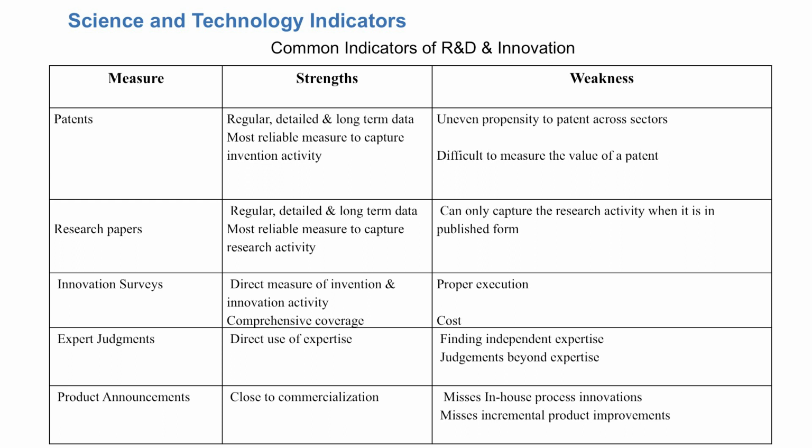In innovation surveys, direct measures of invention and innovative activity, it can lead to a comprehensive coverage, but it is very difficult for the proper execution, defining the scope, defining the variables, and also it is a very costly process. Expert judgment uses direct use of expertise, but finding independent expertise, judgment beyond expertise and biases are some of the weaknesses of using this type of indicator. Product announcement is close to commercialization, but misses in-house process innovation, misses incremental innovation.